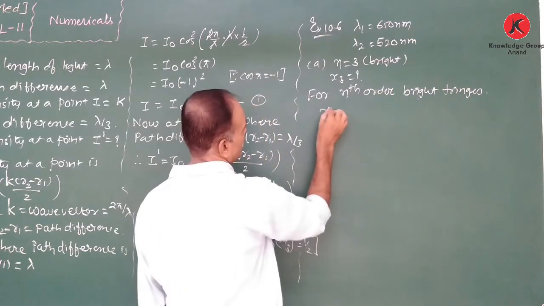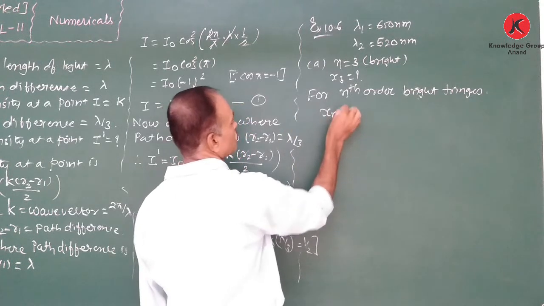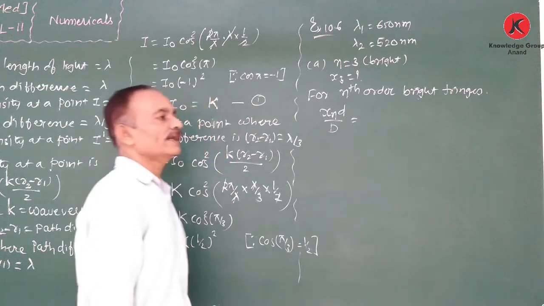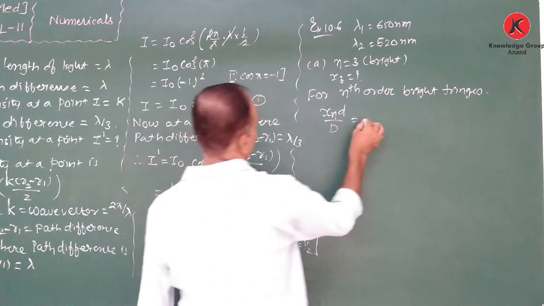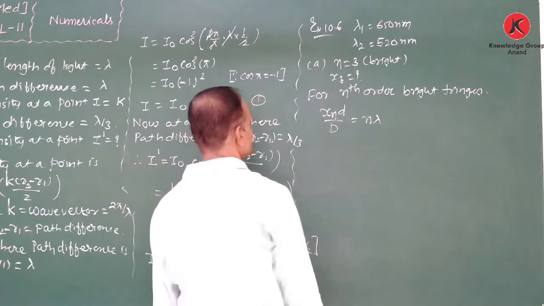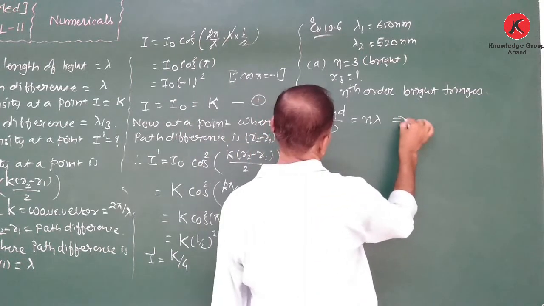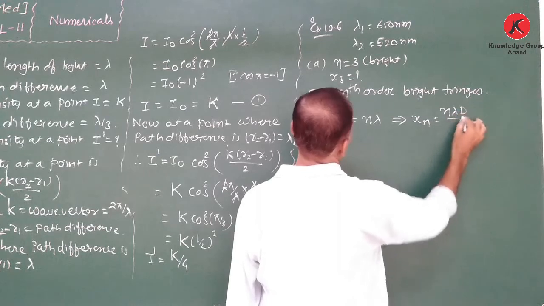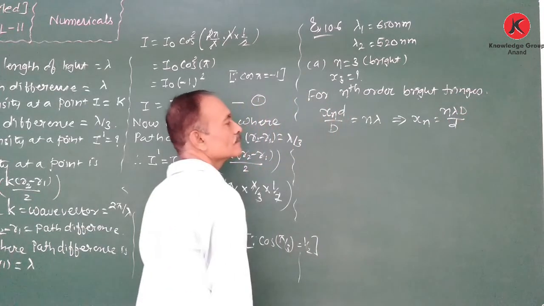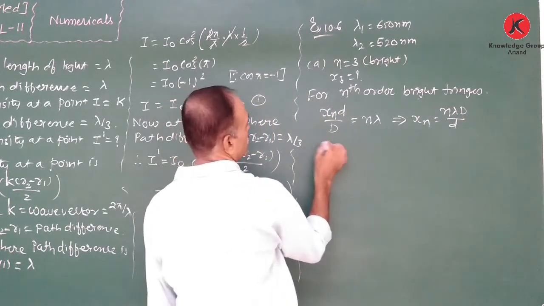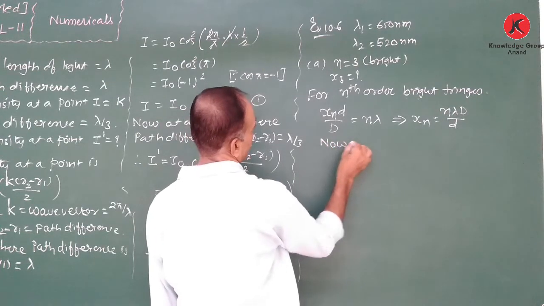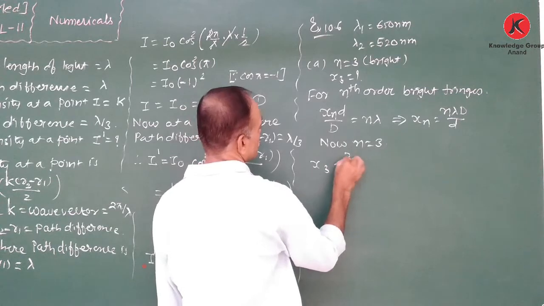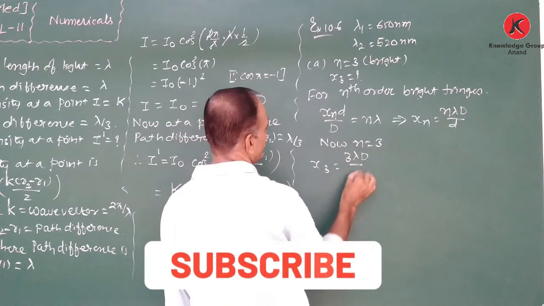We know that xd upon capital D is equal to nλ. Therefore, xn is equal to nλD upon d. Now, n is equal to 3. Therefore, x3 is equal to 3λD upon d.